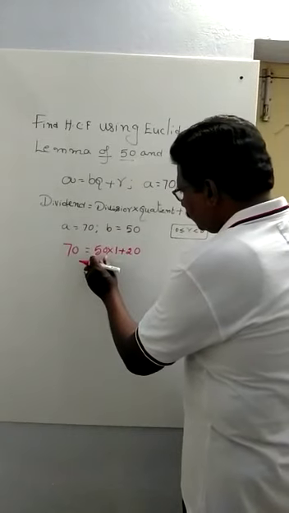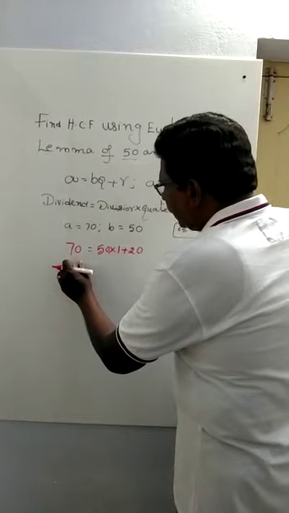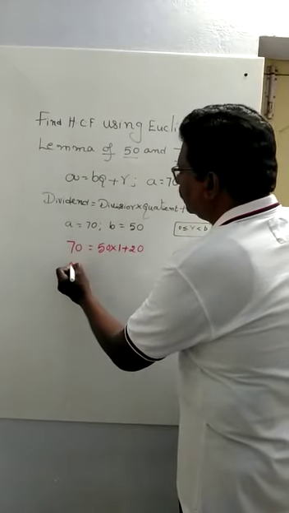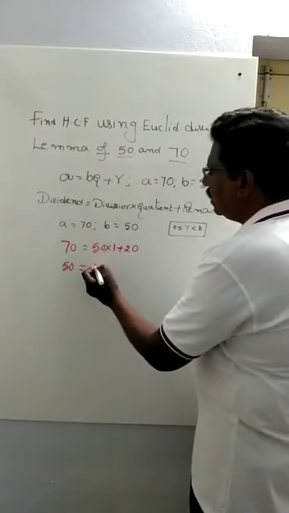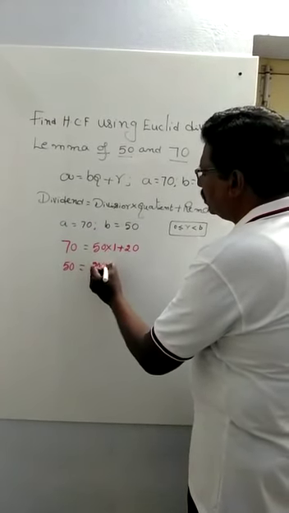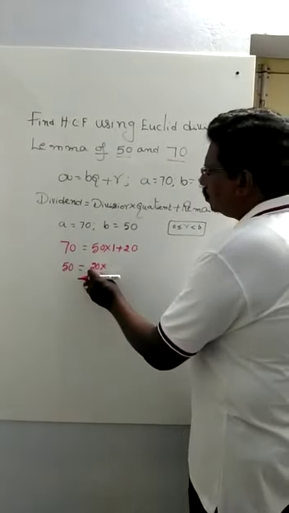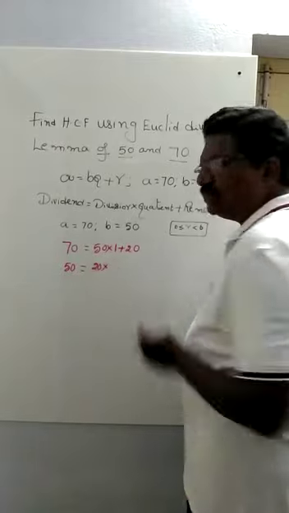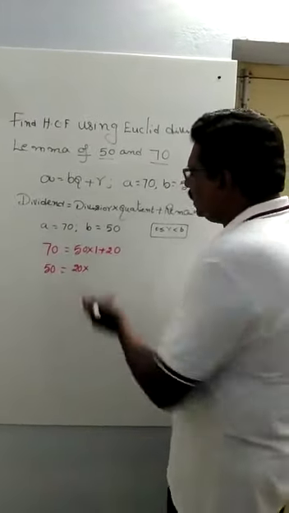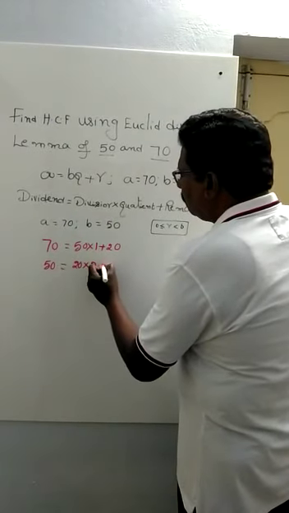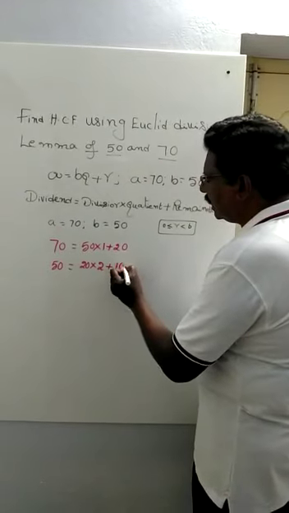Then from here, the divisor becomes the dividend. So 50 is equal to, the remainder becomes divisor, 20 into, you multiply with any natural number. 2 twenties are 40, 40 is less than 50. 3 twenties are 60, 60 is greater than 50, so you have to use only 2. Plus 2 twenties are 40, 50 minus 40, remainder 10.